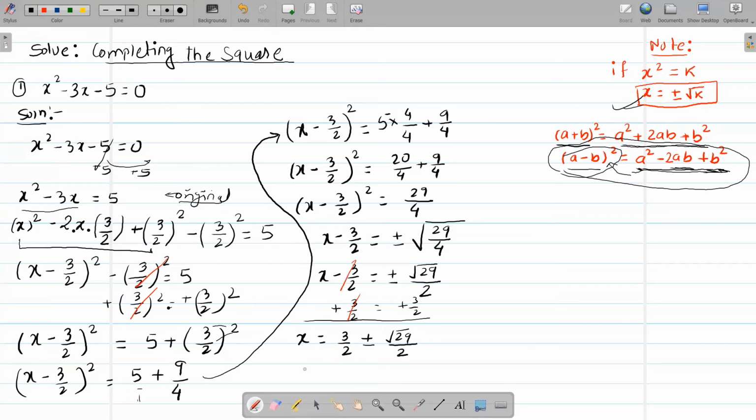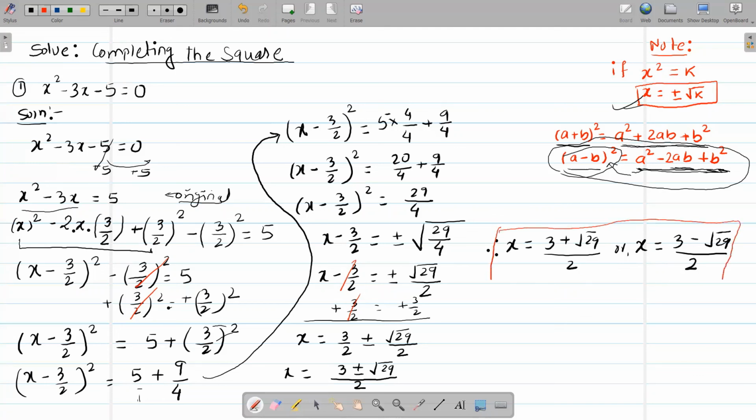Now we can add these two, so we get x is equal to 3 plus or minus square root 29 over 2. If a quadratic equation has a power of two, like second degree, our x is supposed to have two values, therefore we can write x is equal to 3 plus square root 29 over 2, or x is equal to 3 minus square root 29 over 2. So these are our final answer. So x has two values, 3 plus square root 29 over 2 or 3 minus square root 29 over 2. So in this way we can solve the quadratic equation by completing the square.